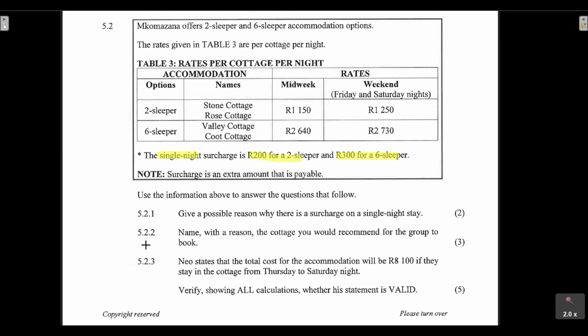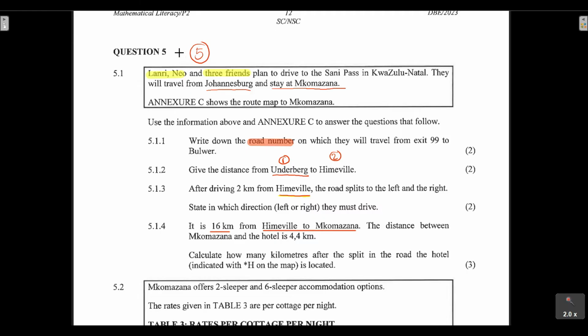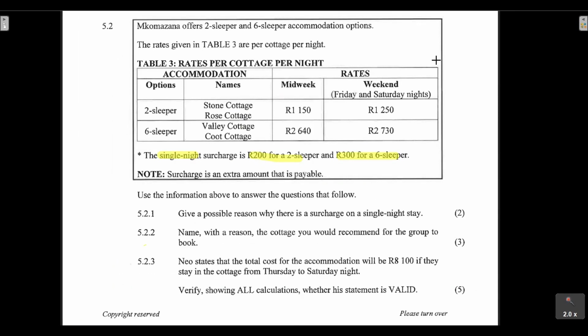Question 5.2.2. Name with a reason the cottage you would recommend for the group to book. Please note, guys, question 5.2 carries on from the information that was given to you in question 5.1. If you have a look at question 5.1, what were we basically told? Remember, we were told that Lanry, Noah, and 3 friends. So that means that in total, we've got 5 friends traveling together to go to Nkomazana. So that information is very important for question 5.2. We know that we've got 5 friends traveling together.